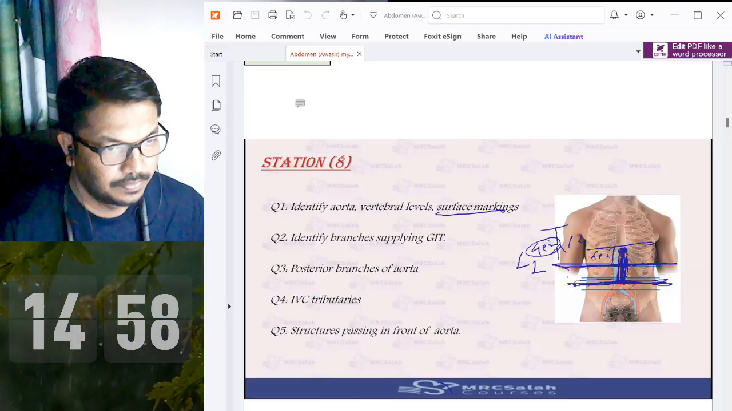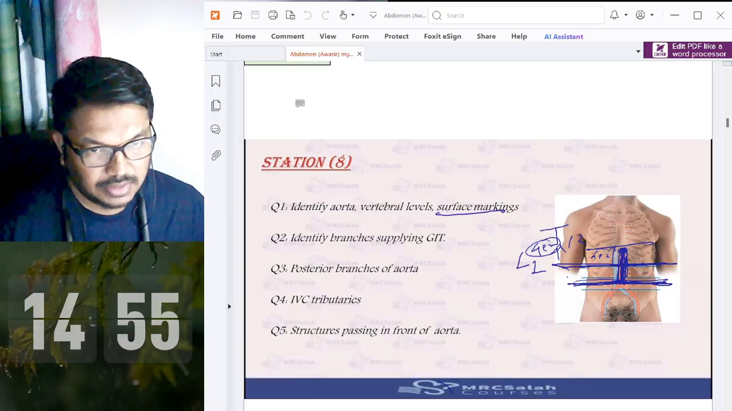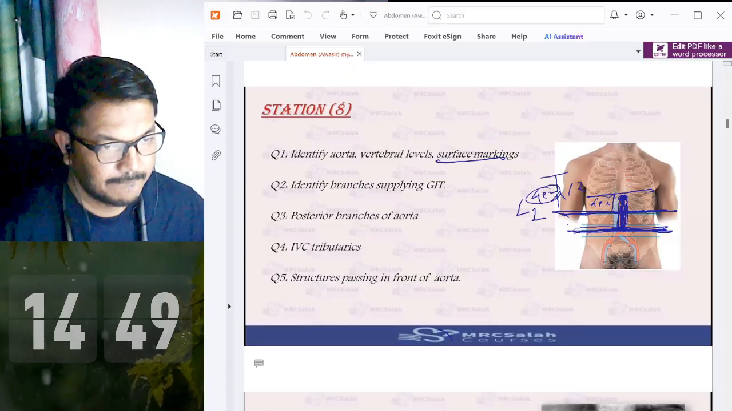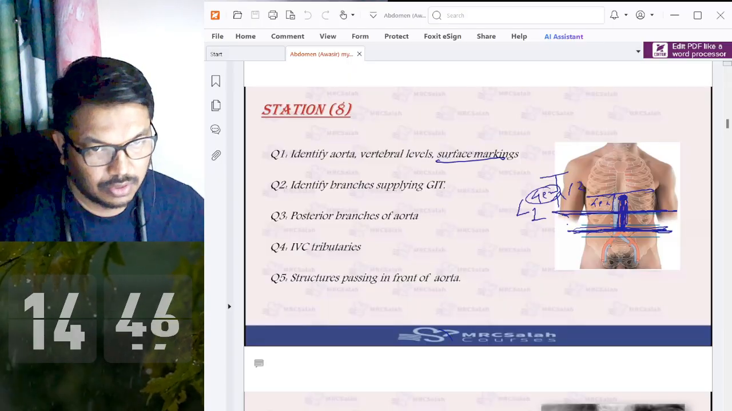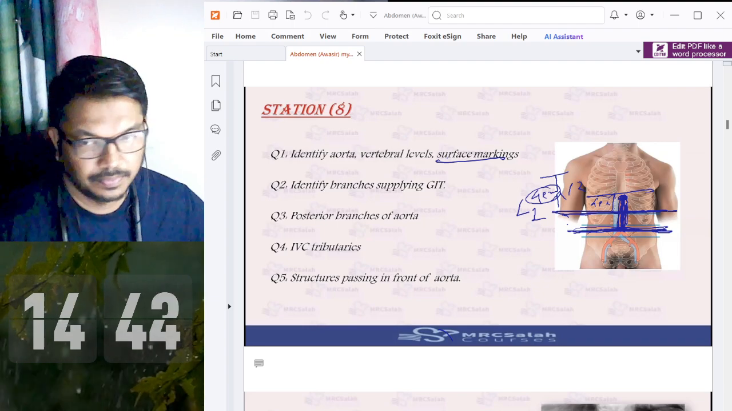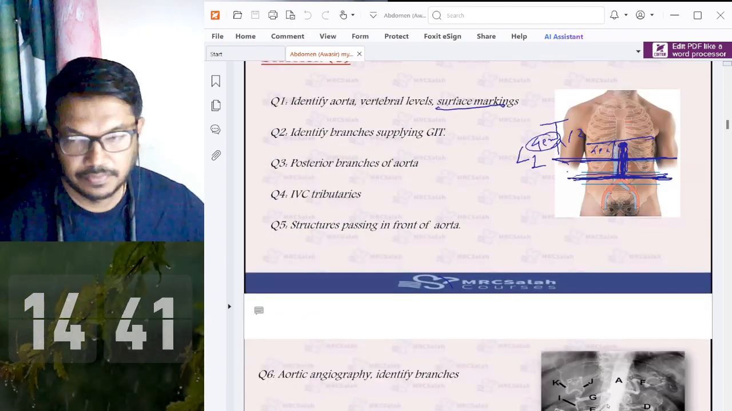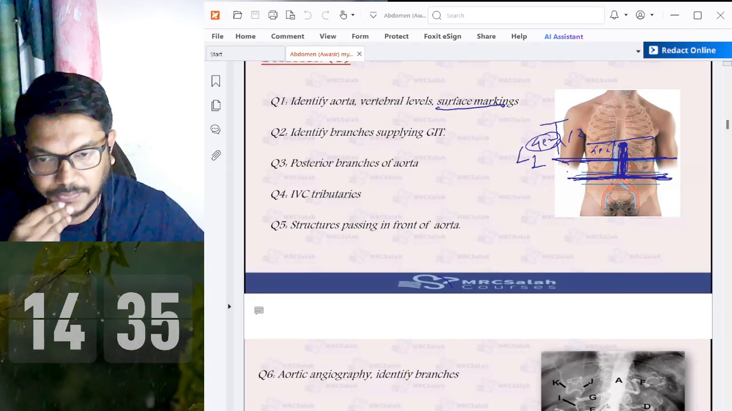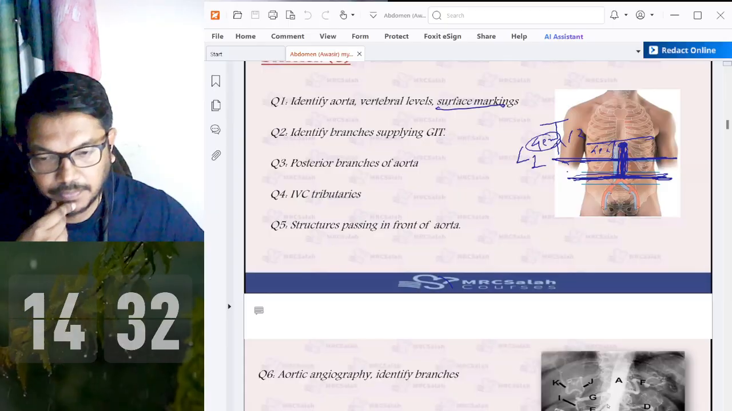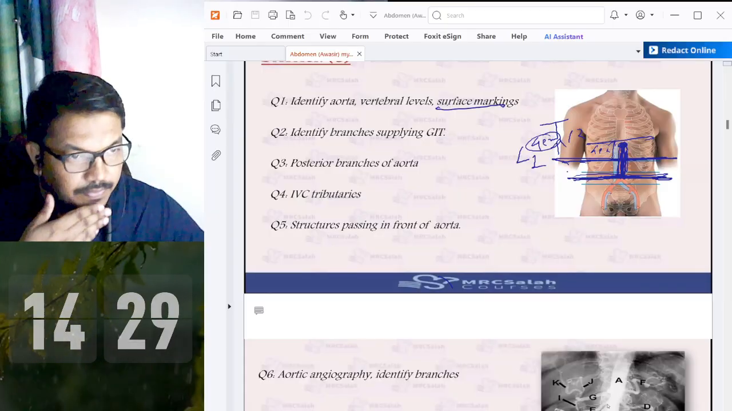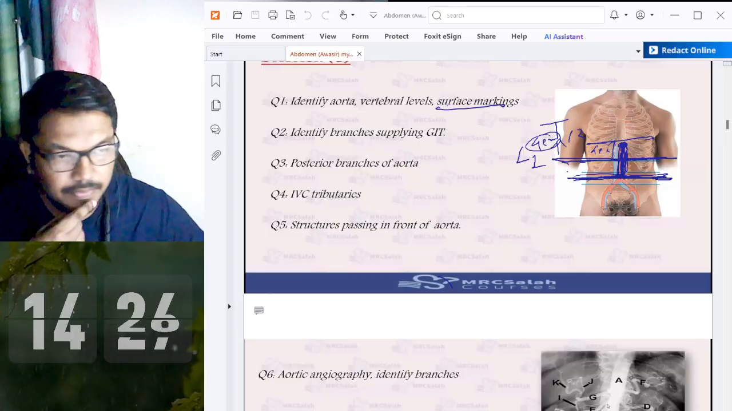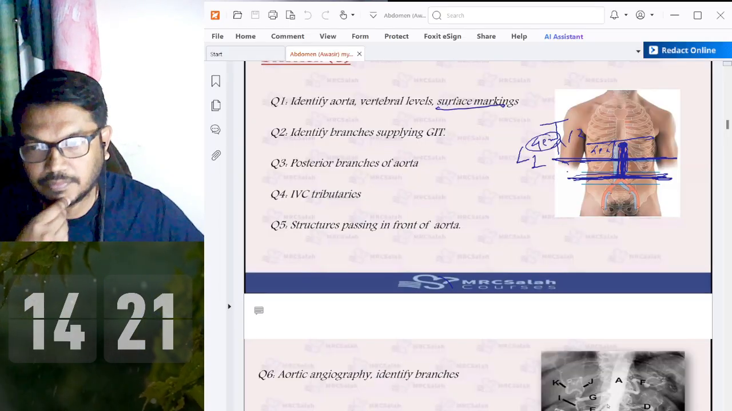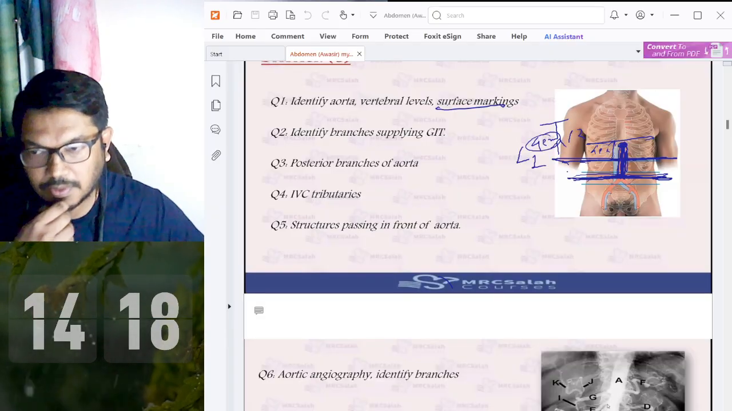Okay, identify the branches supplying GIT. Celiac trunk, superior mesenteric artery, inferior mesenteric artery. And what are the posterior branches of aorta? Lumbar artery, median sacral artery. What are the lateral branches of abdominal aorta? Lateral branches are renal artery, right and left renal artery, gonadal artery. Okay.